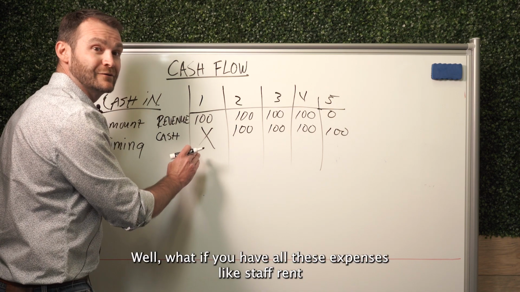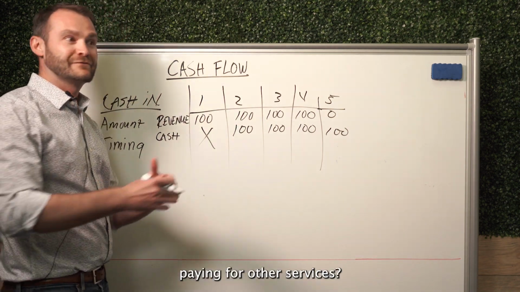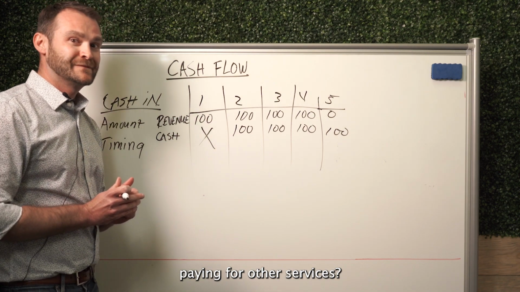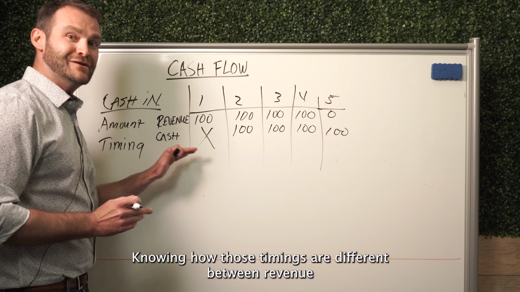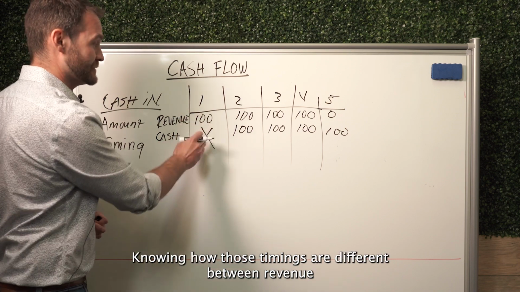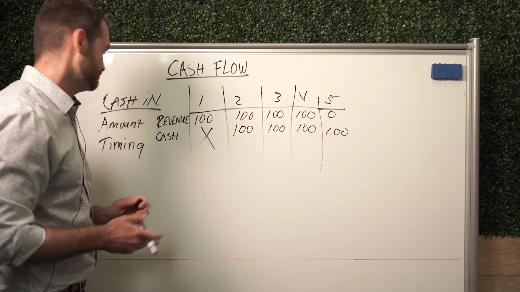Zero in month 1. Well, what if you have all these expenses like staff, rent, paying for other services? Yeah, if you don't already have cash in the bank, you're going to be kind of shit out of luck here. Knowing how those timings are different between revenue and cash is super important on managing cash inflows.